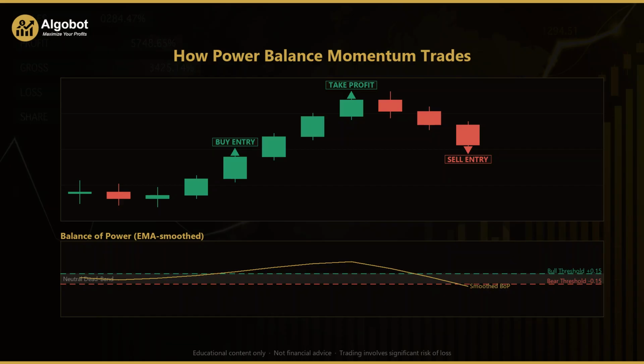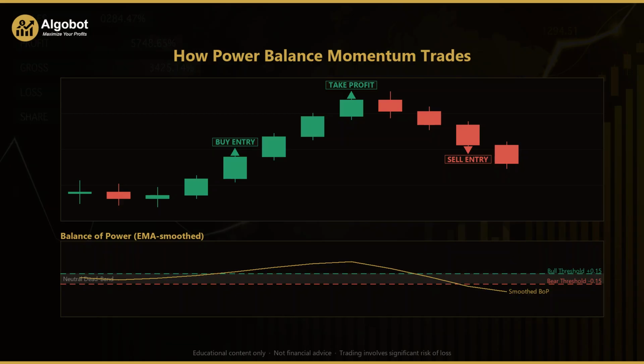In the subpanel, the smooth balance of power line, which had been high, now rolls down hard. It falls back through zero, through the deadband, and crosses below the minus 0.15 level. That downward cross is the sell signal. Control has flipped to the sellers, and you can see the sell entry marker print on the chart.